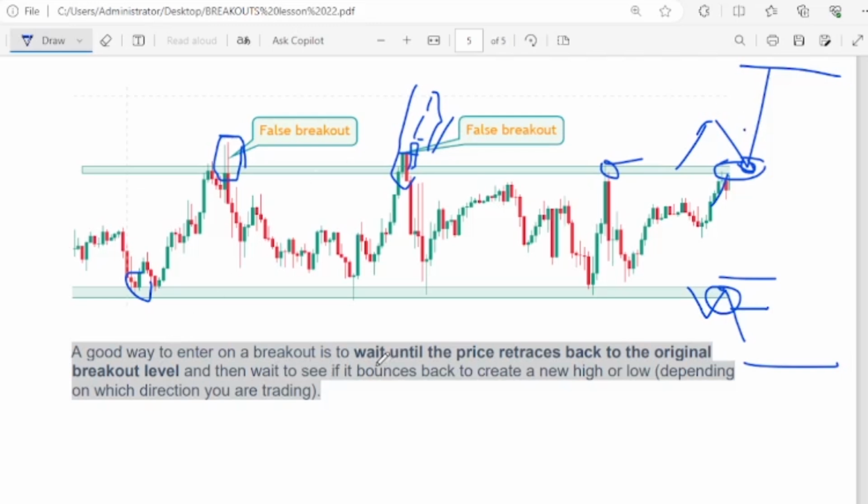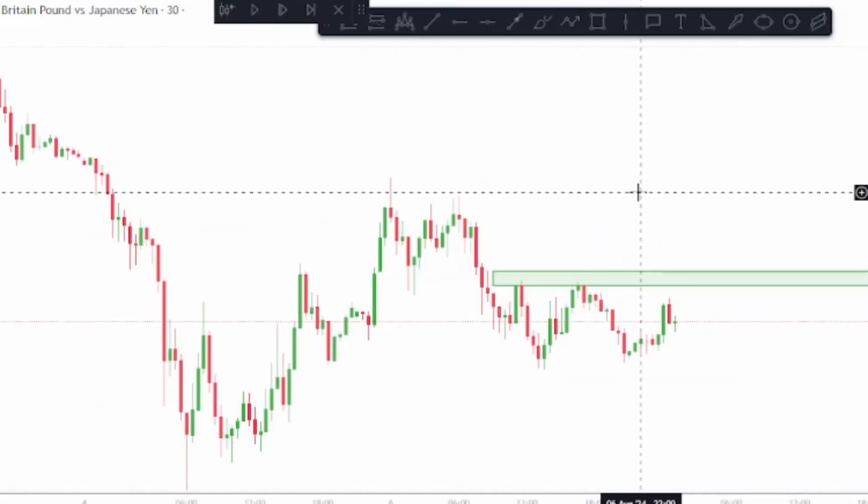Okay, a good way to enter the breakout is to wait until the price retraces back to the original breakout level, and then wait to see if it bounces back and creates a new high or low, depending on the direction you are in. Okay, now let's take an example from GJ.